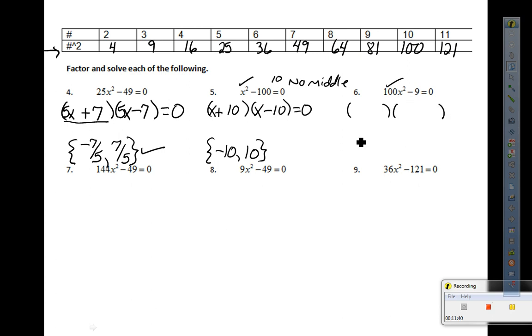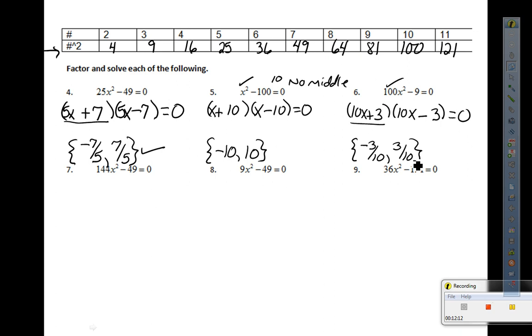The square root of 100x squared is 10x. The square root of 9 is a 3. And then there's a plus and a minus, or a minus and a plus. That part doesn't matter. Now set each of these equal to 0. So in this one, we would subtract 3, divide by 10. In this one, we would add 3, divide by 10. So there's my answers.